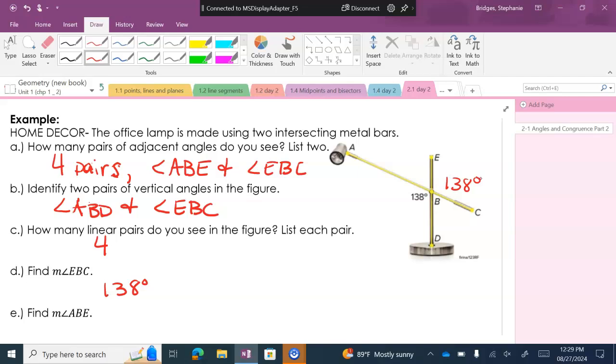Now I want you to find angle ABE. That's this angle right here. I want you to try to figure it out.